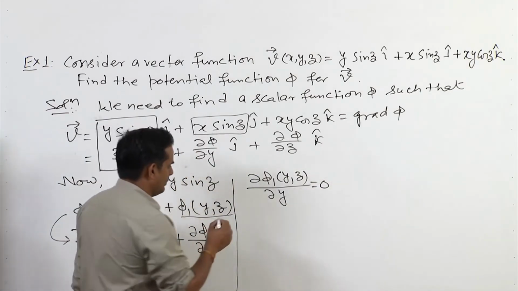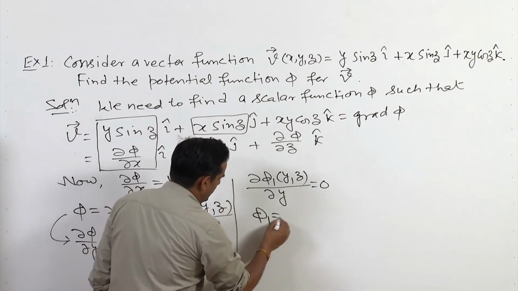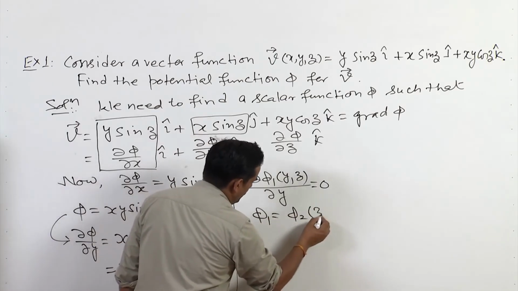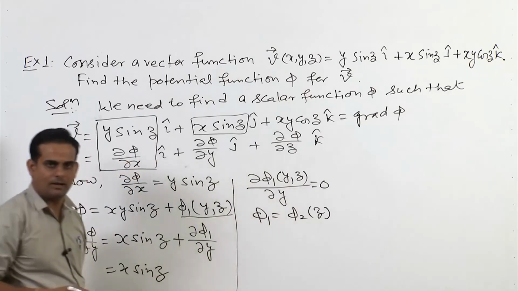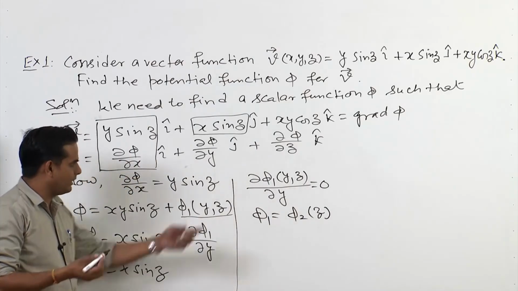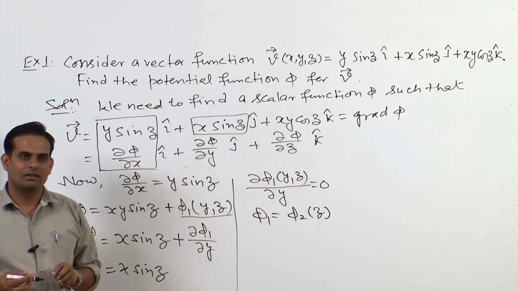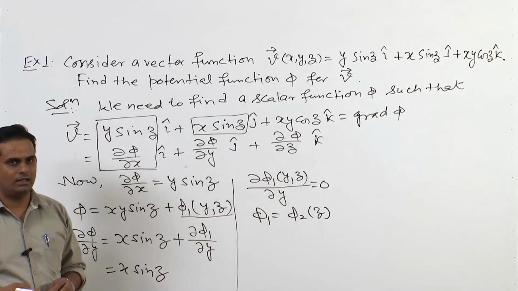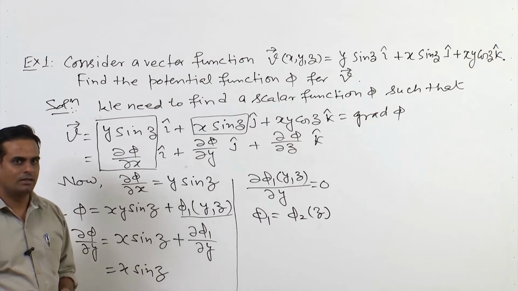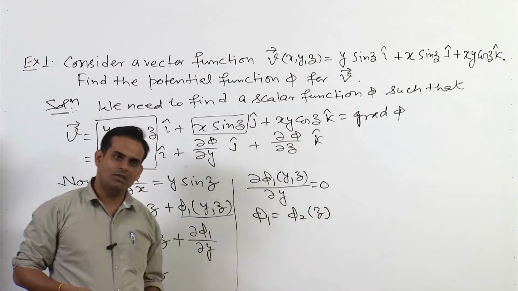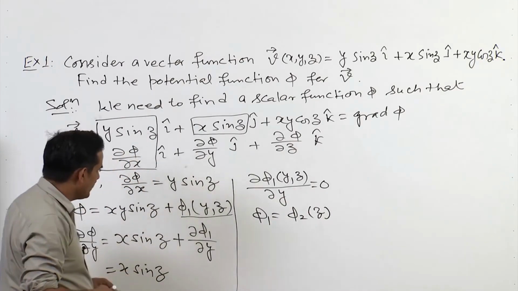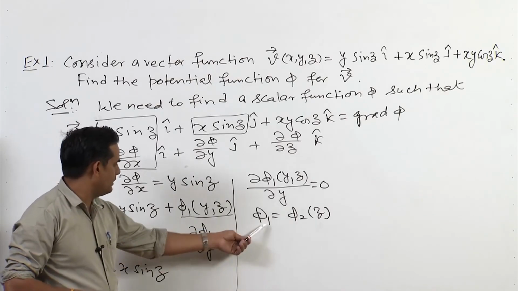If this is 0, then phi 1 may be a function phi 2 of z. Only then, because there is no involvement of y in phi 1, it may happen that it is a function of only z, that is why it is coming out to be 0. So, now substitute this value of phi 1 here.